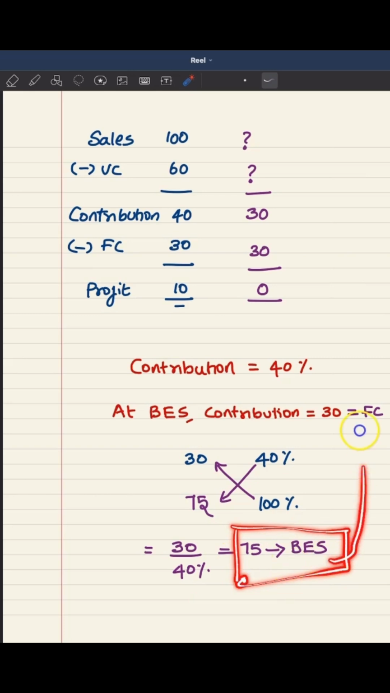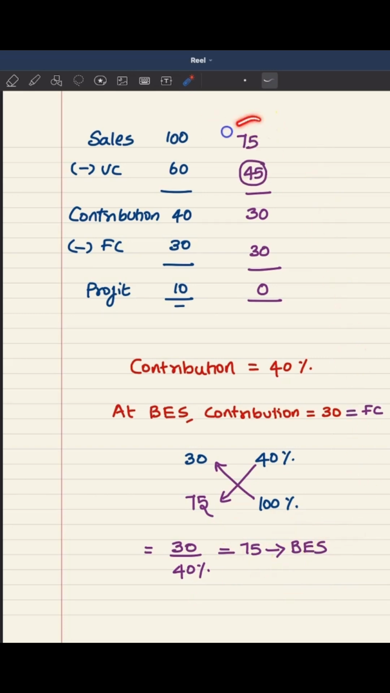It means it is this 75 which is going to come and sit here. So I got 75, and already we know contribution is 30. So 75 minus 30 is going to give you the variable cost of 45, or simply you can take 75, multiply it with 60%, you will get 45. So now we have derived the break-even sales.